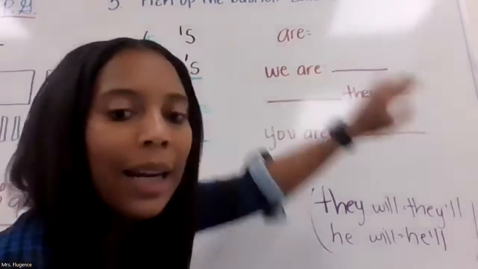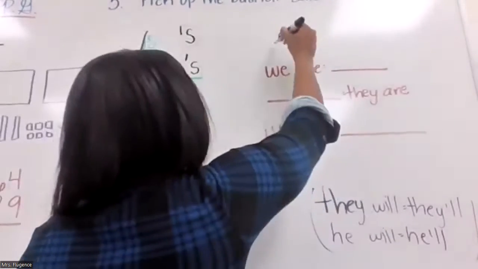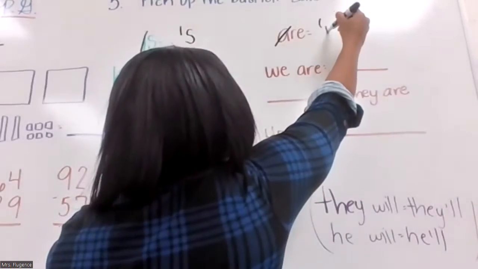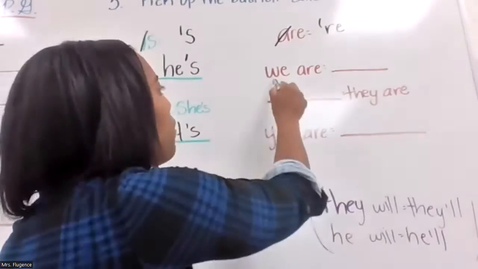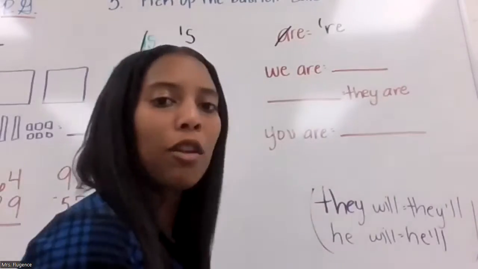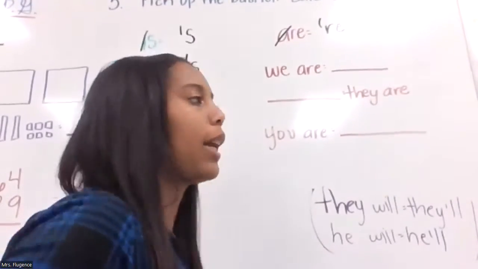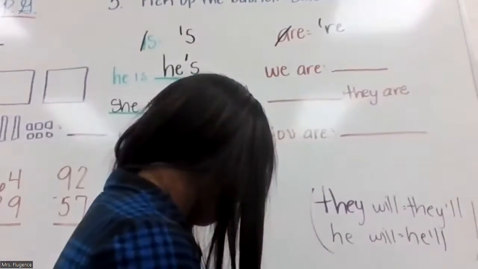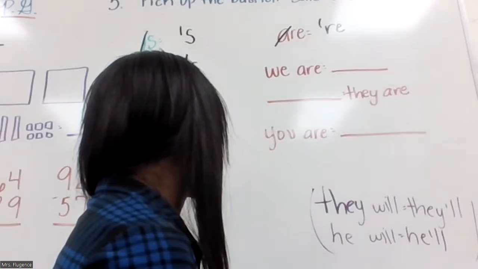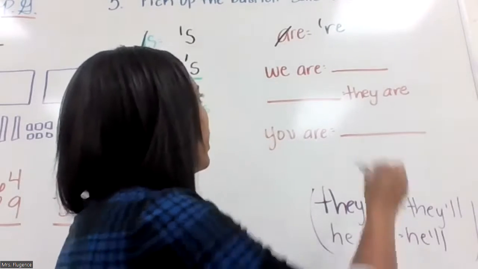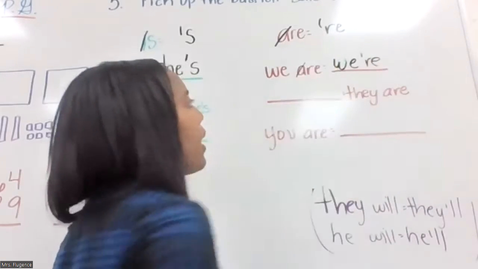Next we have are. How do we contract are? When we have the word are, I take away the A and it becomes apostrophe R-E. Okay, so look at we are. How would I contract we are? What would it look like after contracting we are? We're. So it'll be we apostrophe R-E because we took out that A.